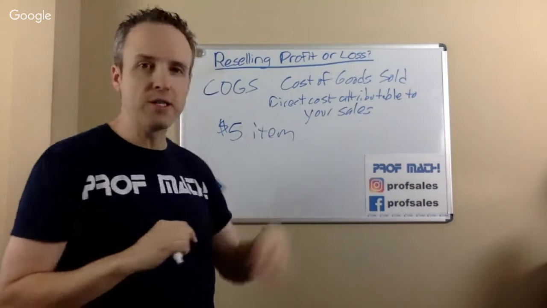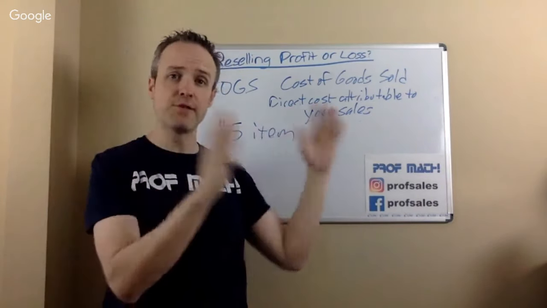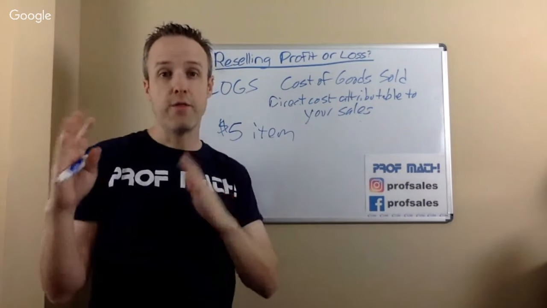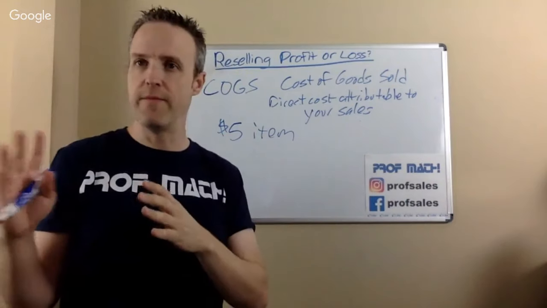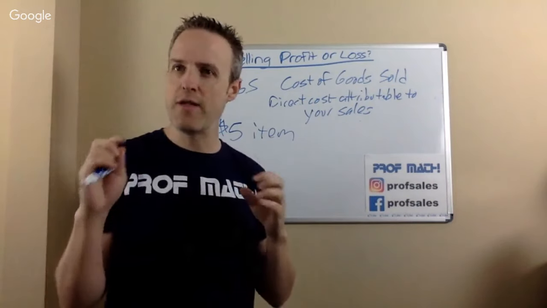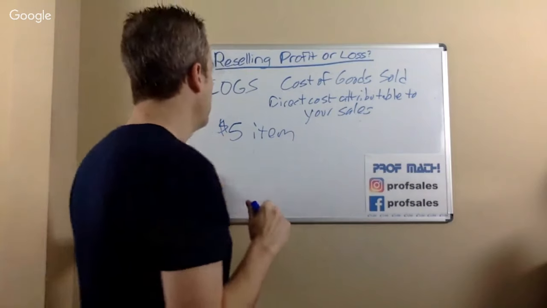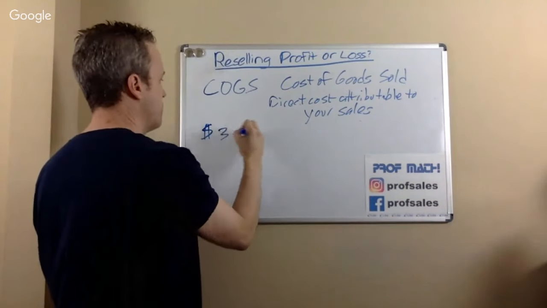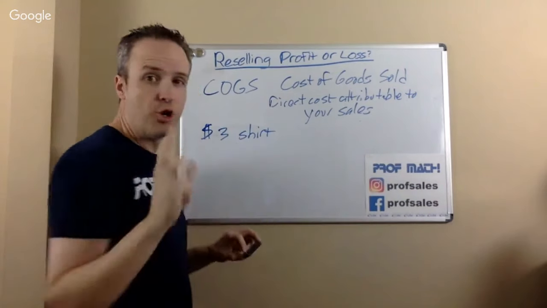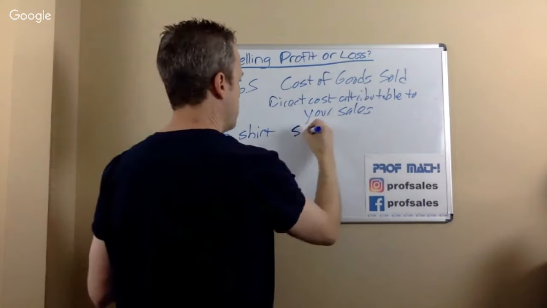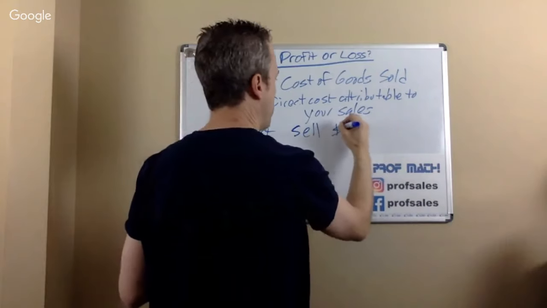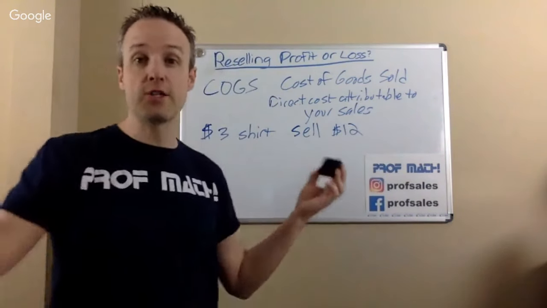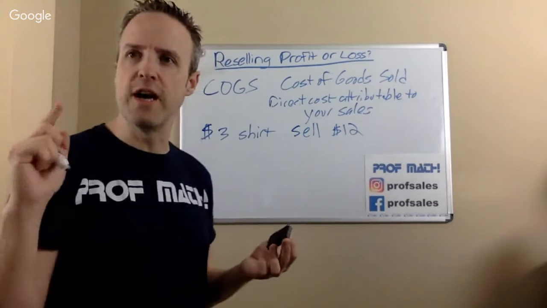So if you bought a whole bunch of items and then you sell some percentage of them, the amount that you spent for the ones you sold, that would be your cost of goods figure. So let's examine why this is important. I'm going to give you a good example here. Let's say you buy a shirt for $3 and you sell it for 12, okay? So you 4x your money. 3 goes into 12 4 times.